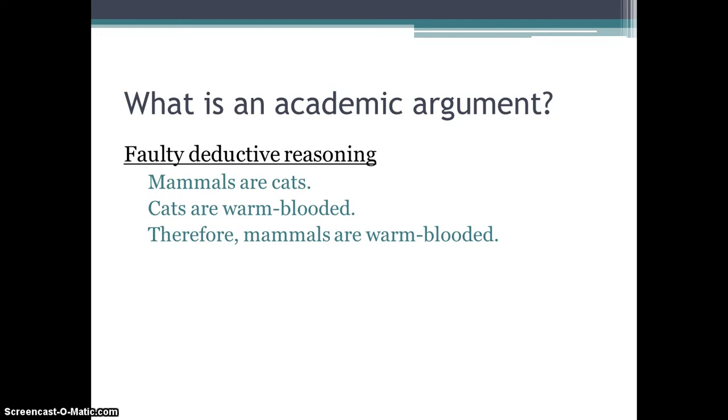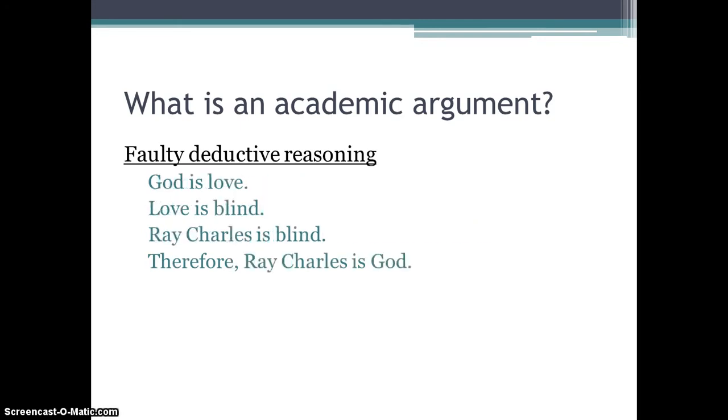All right. We can actually get some funny examples from this as well. This is kind of a famous humor passage for faulty deductive reasoning. God is love, love is blind, Ray Charles is blind, therefore Ray Charles is God. This is the kind of faulty deductive reasoning that you can see when it interplays different kinds of applications, like God is love, love is blind.